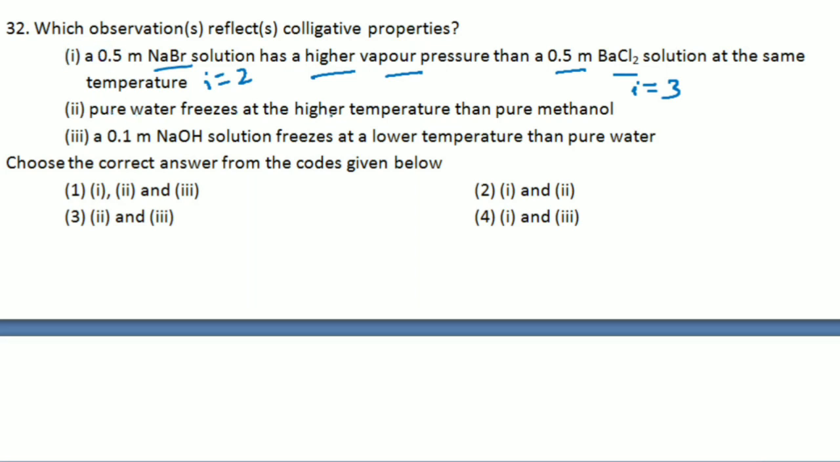Pure water freezes at a higher temperature than pure methanol. Here, in case of colligative property, we will never discuss the pure state, remember. So, when we add some non-volatile solute, we can think about colligative property, because both are solvents here. Hence, in this particular case, the second one will not reflect the colligative property. Third one, 0.1 m NaOH solution freezes at a lower temperature than pure water. This is correct because of the colligative property. First and third statements are correct. 1 and 3 answer is there at the 4th option. So the answer for the 32nd question is 4.